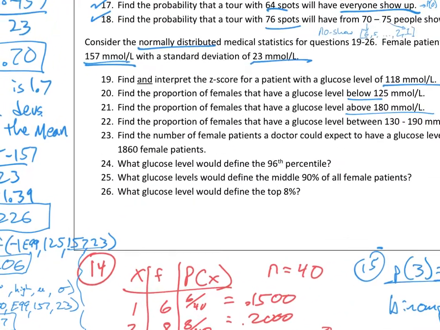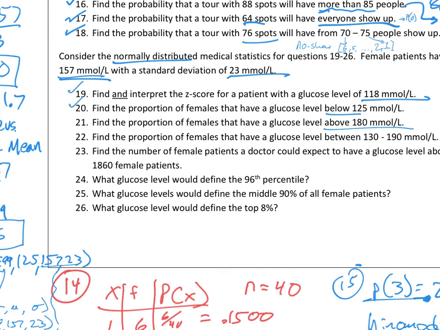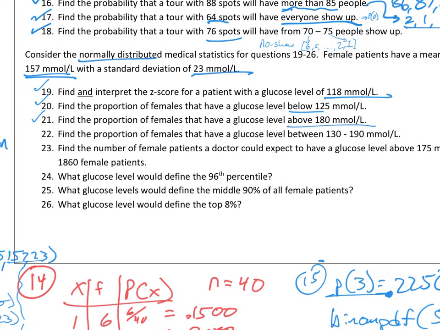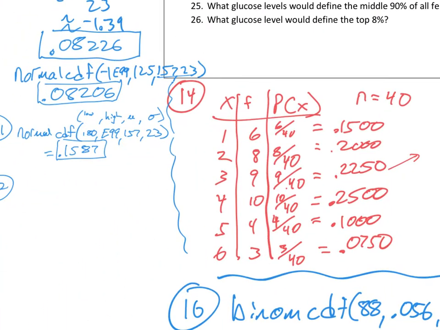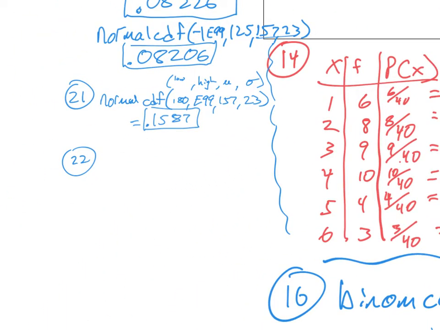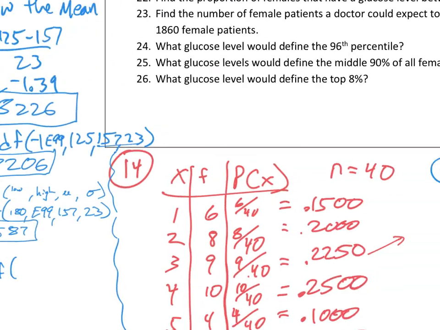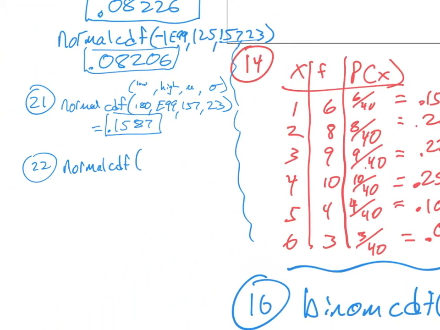22. All right. Check off my list here. Find the proportion of females that have a glucose between 130 and 190. All right. So in this case, again, the calculator will do all the work for us. So we're going to be between 130 and 190. So our low is 130. Our high is 190. Same mean, same standard deviation.